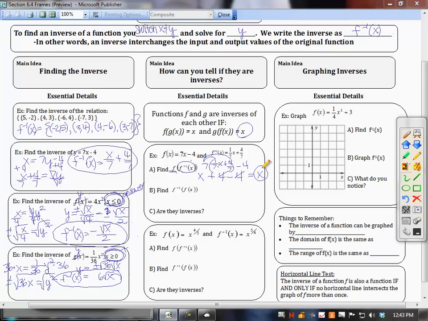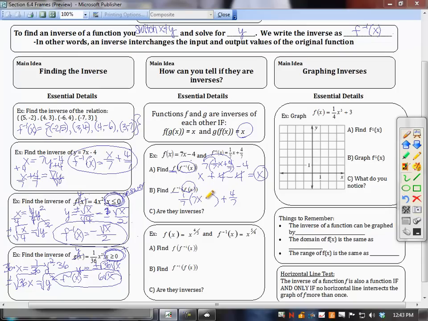And you'll notice the 4's cancel out, so you're left with x. That's a good thing. Okay? Now we're going to go the other way. This time we're going to start with the inverse. So I'm going to start with 1/7 times my x plus 4/7. And inside is going to go my f function.